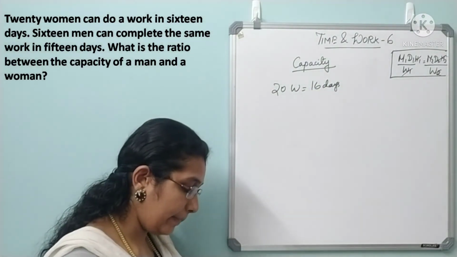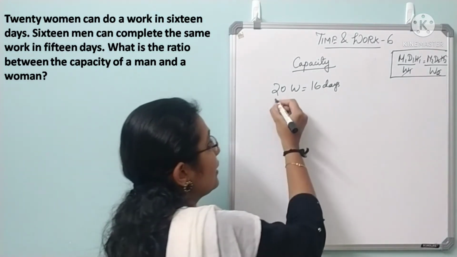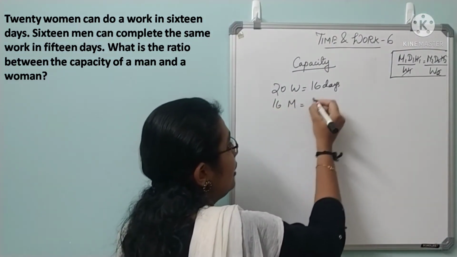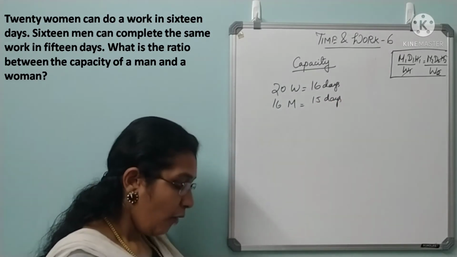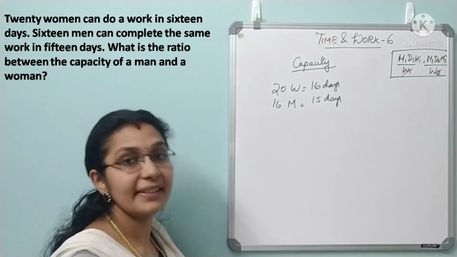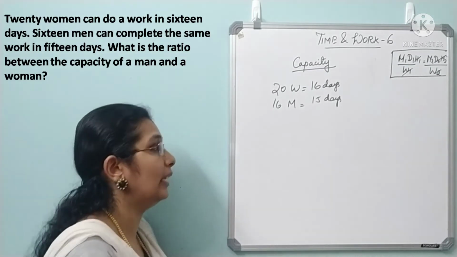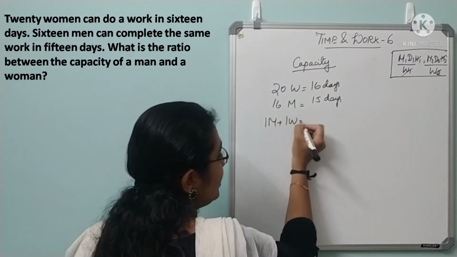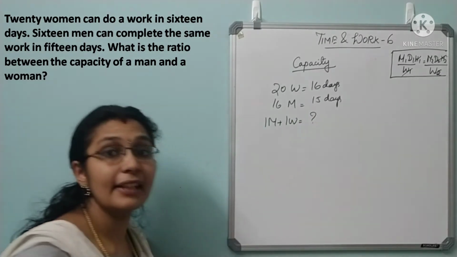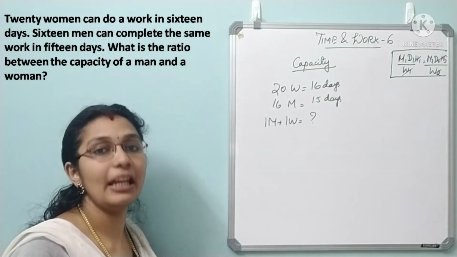16 men can complete the same work in 15 days. What is the ratio between the capacity of a man and a woman? So, one man plus one woman is equal to what? They are asking for capacity, that means their efficiency.